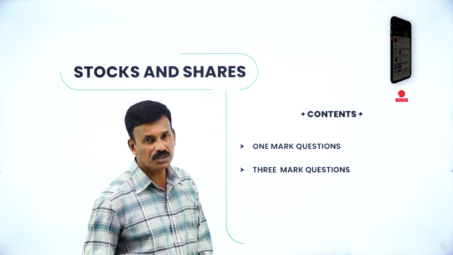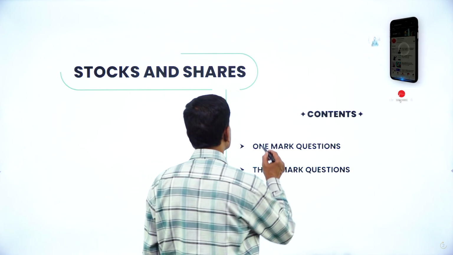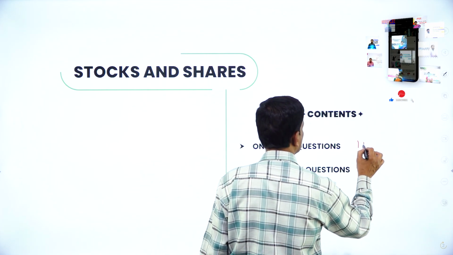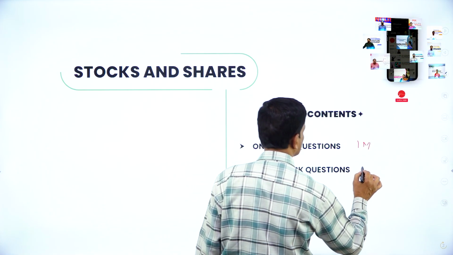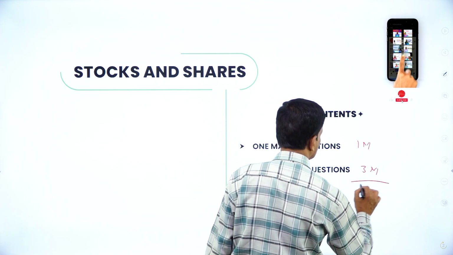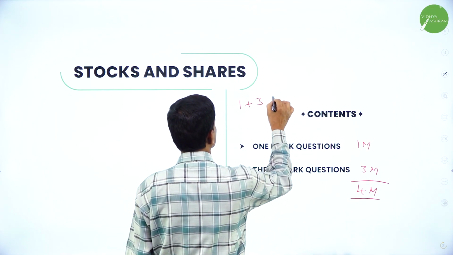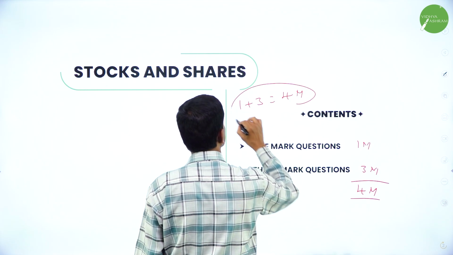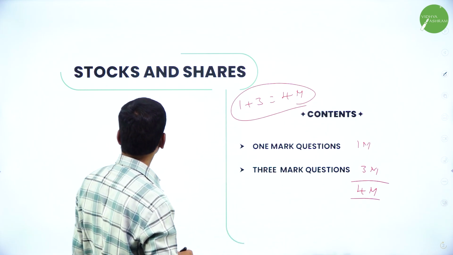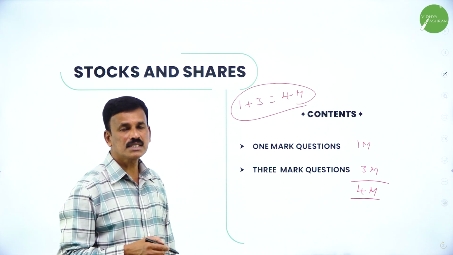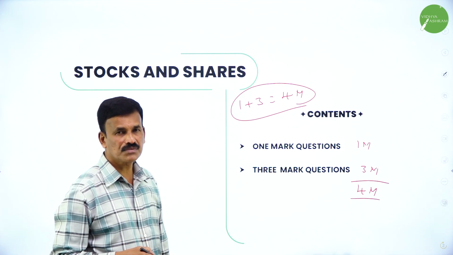In this chapter, you will get 1 MCQ question for 1 mark and 1 question for 3 marks. So totally the weightage for this chapter is 4 marks. So 1 mark plus 3 marks is equal to 4 marks is the weightage for this chapter, stocks and shares. Now let us discuss some important 1 mark questions first.